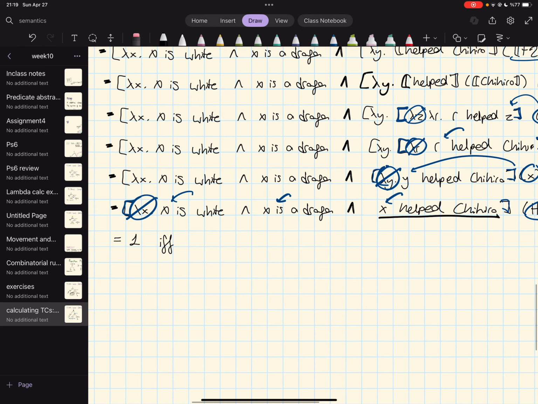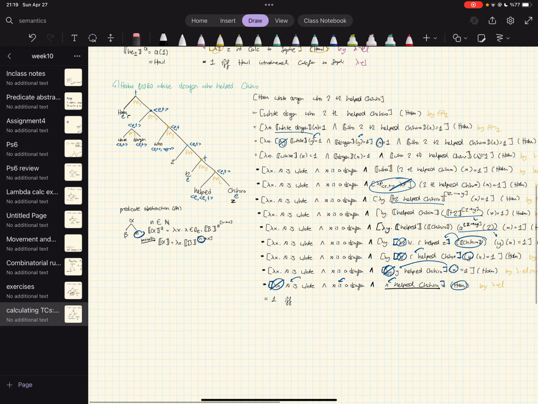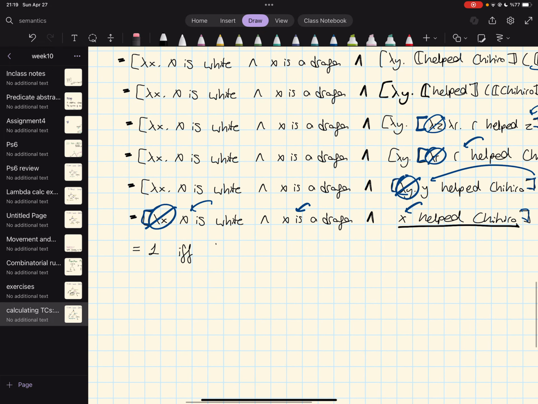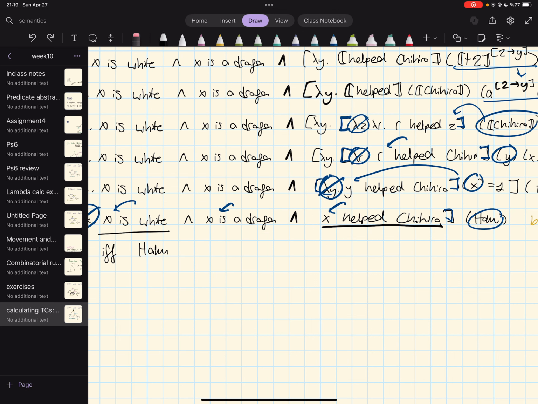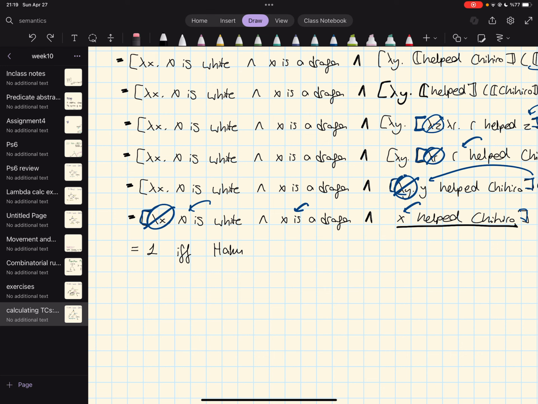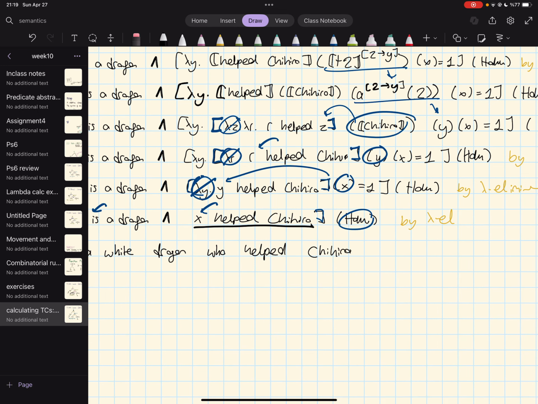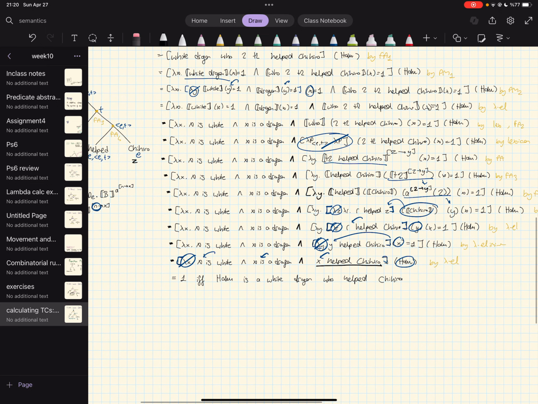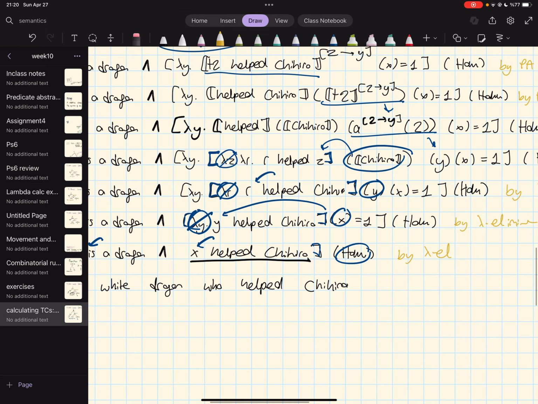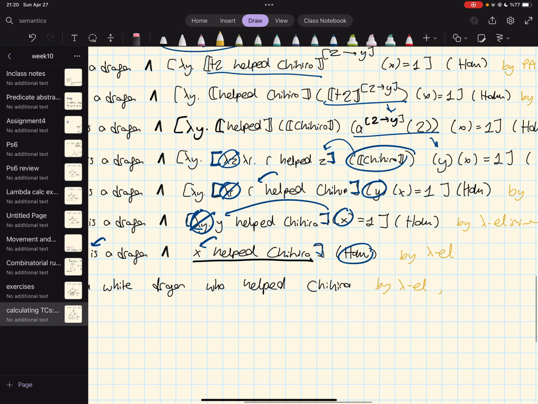And this sentence, guys, my first sentence, Haku is the white dragon who helped Shiro, denotes 1 if and only if Haku is white and Haku is a dragon and Haku helped Shiro. Therefore, this sentence, the fourth sentence, denotes 1 if and only if Haku is a white dragon who helped Shiro. Oh my god, I'm so excited. There we go. This was thanks to our last lambda elimination, as well as our lexicon.